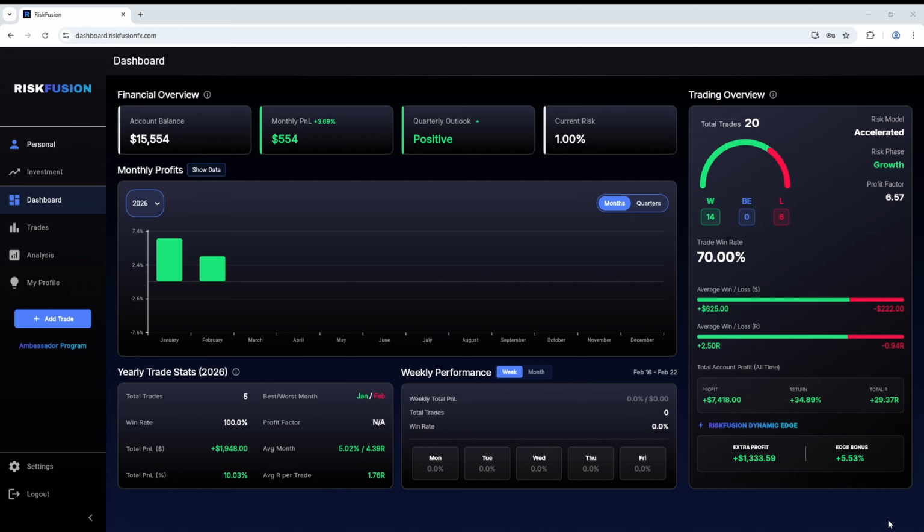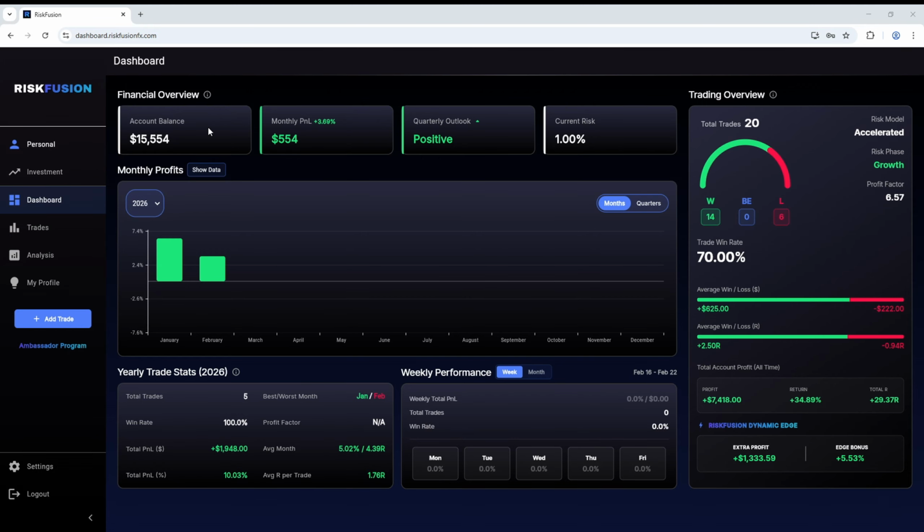Okay, so once you log into your RiskFusion account, this is the dashboard page. The dashboard page is made up of lots of different information to do with your trading. I'm going to just talk through each section of it now. So at the very top, we've got all the main information.